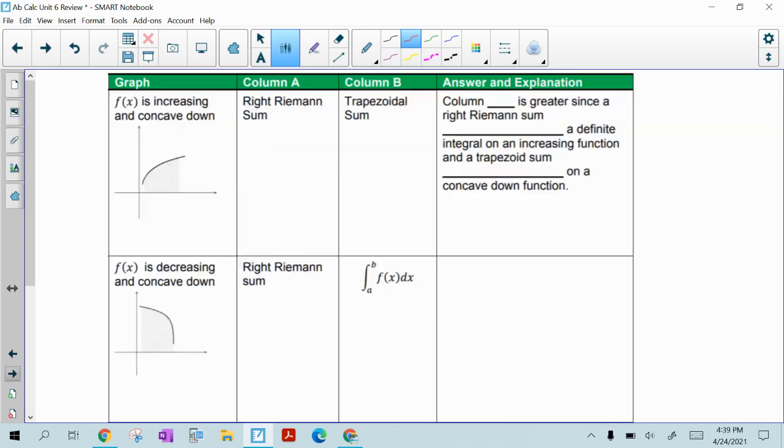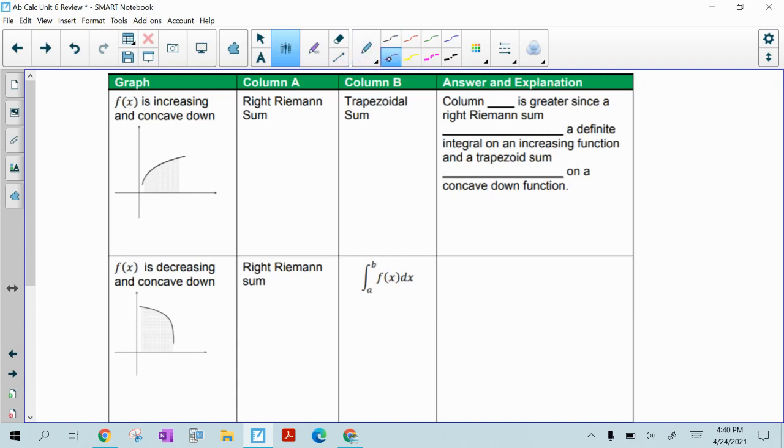Okay, what I would like you to do is take a look at this. Basically, in each of these cases, I want you to compare column A and column B and figure out which one is going to be bigger, and then see if you can come up with a reason why. I would say pause this and see if you can come up with the answer, and then turn it back on because I will give you the answer. Going once, going twice. Okay, here we go.